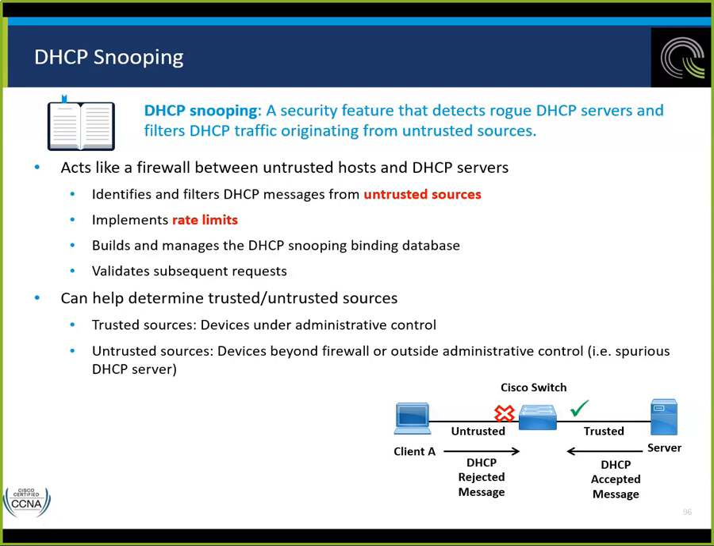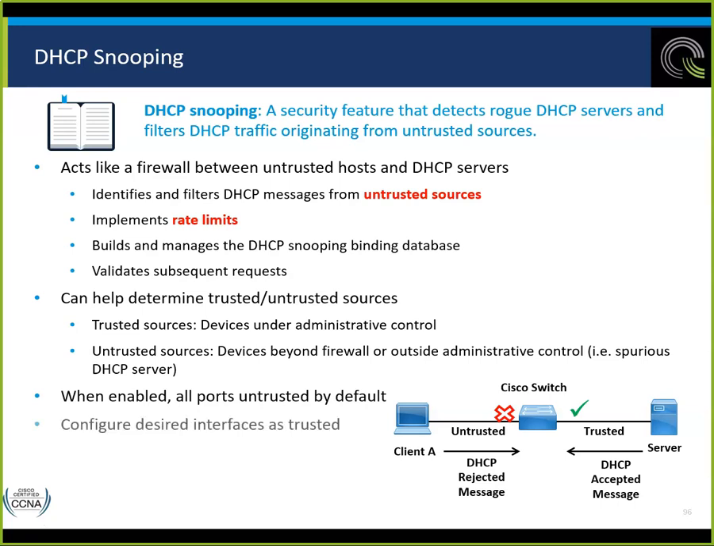In this case, all of the ports except the ones that we individually configure as trusted are going to be untrusted, which means that DHCP is not going to be able to run on them. When enabled, all the ports are untrusted. Configure the desired ports as trusted, and it's enabled on a per VLAN basis.